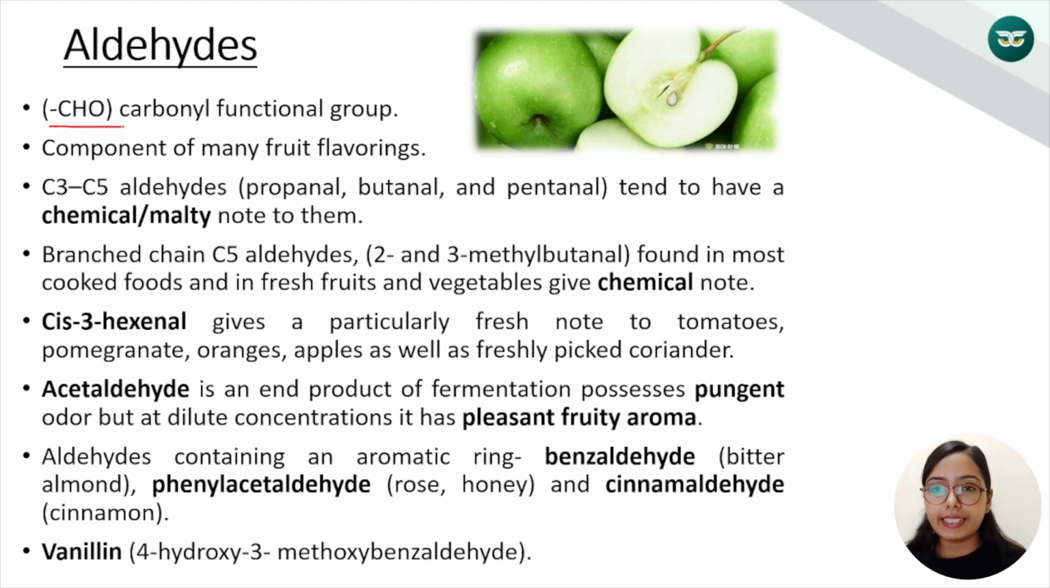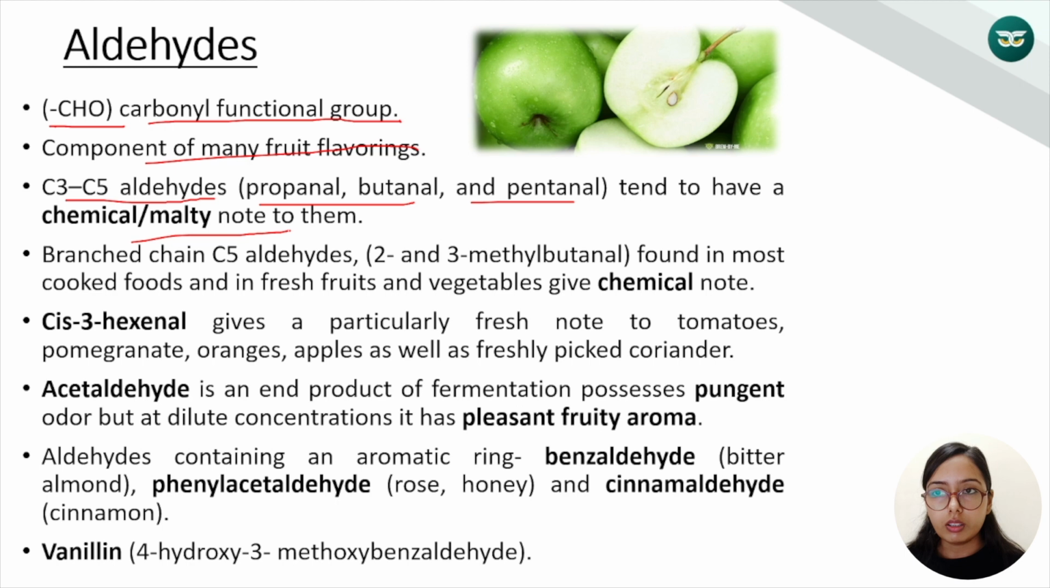So aldehyde, the CHO is the formula which represents aldehydes, and these are carbonyl functional groups, and these are the component of many fruit flavorings. So whenever we are talking about aldehyde, the product we must remember is the fruits and their flavoring. They have aldehydes in them as the major flavoring compounds. So basically C3 to C5 aldehydes, for example propanal, butanal and pentanal, tend to have a chemical or a malty flavor to them.